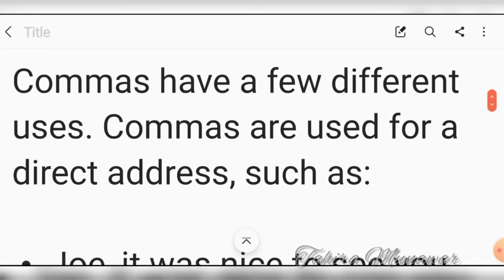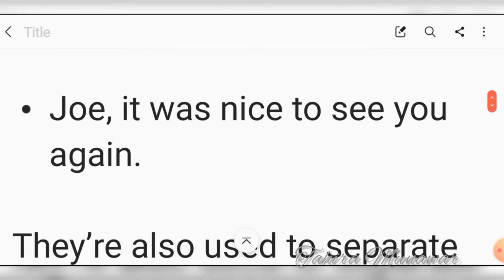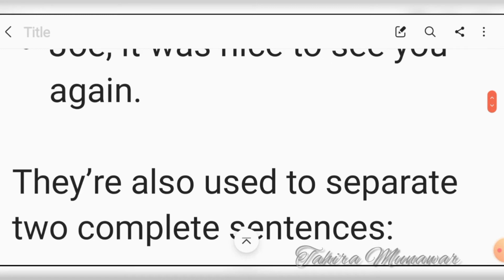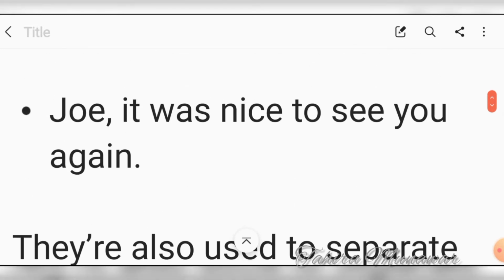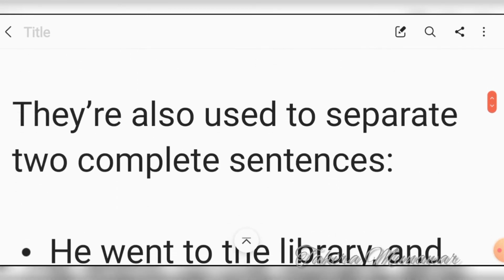Commas have a few different uses. Commas are used for direct address, such as, Joe, it was nice to see you again, Joe. We want to separate this noun or this person or this character from the rest of the sentence, so we have used this comma here, Joe. They are also used to separate two complete sentences.